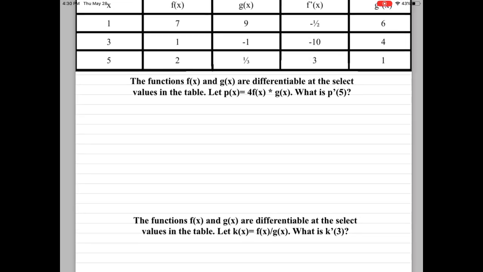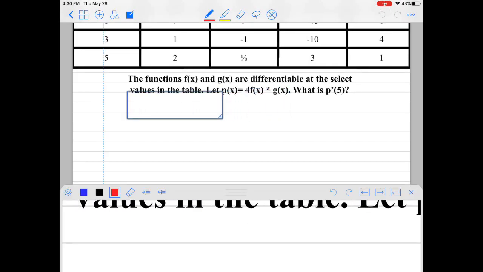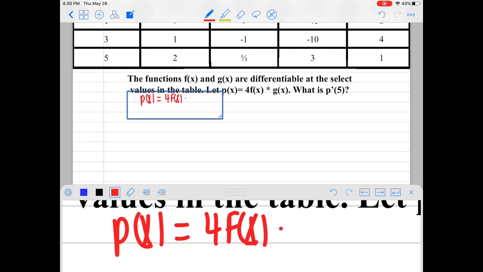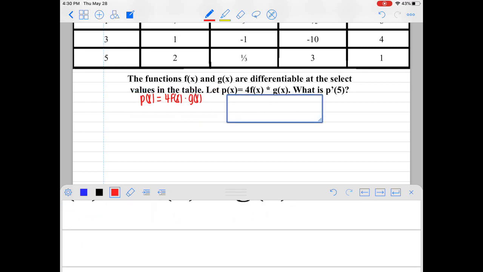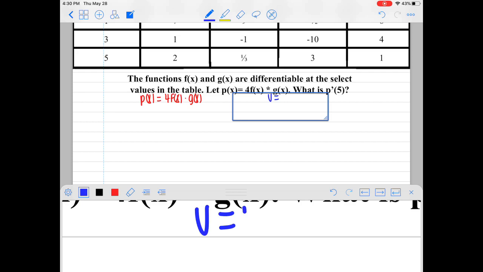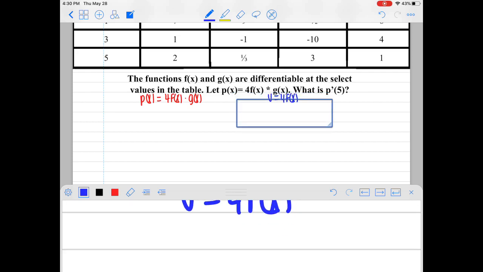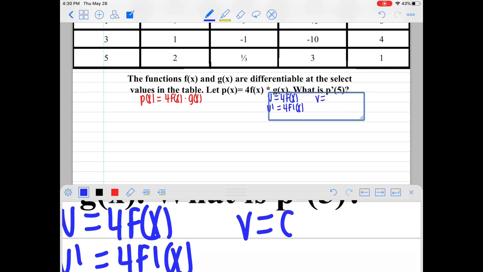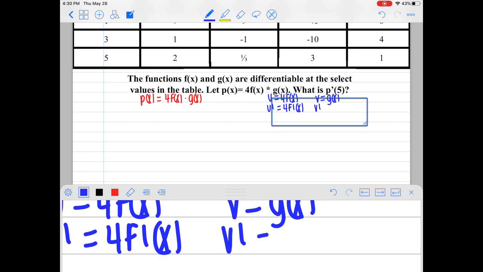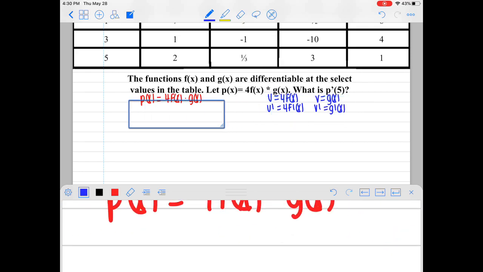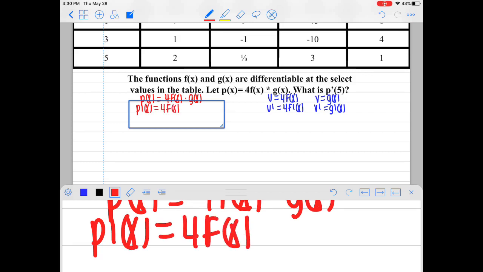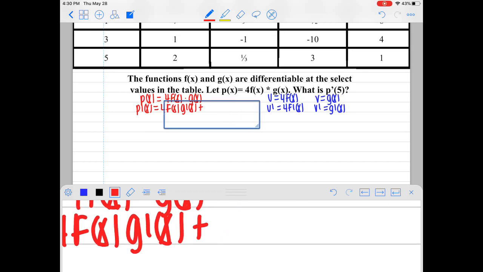So first, we're going to look at table problems, and this first example utilizes the product rule. So the function given is p of x equals 4f of x times g of x. First we're going to write out the first function and find the derivative of it, which will be 4f prime of x, and then write out the second function, which is g of x, and find the derivative of it, which is g prime of x, and then utilize the product rule, which will be the first function times the derivative of the second function plus the second function times the derivative of the first function, as shown.